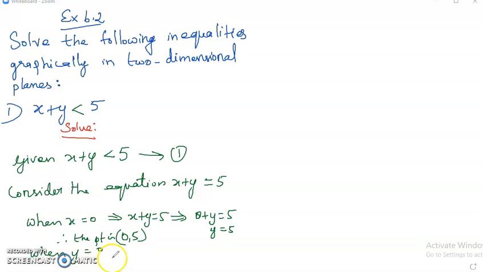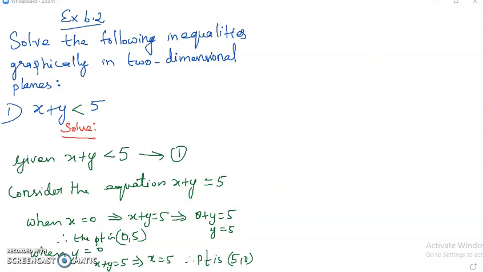So when y is equal to 0, x plus y is equal to 5 implies, in place of y you are putting 0. So you get x is equal to 5. Therefore the point is (5, 0). So you have got 2 points, (0, 5) and (5, 0). Using this, you are going to draw the graph of x plus y is equal to 5.